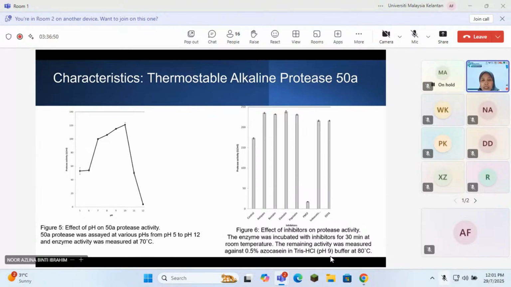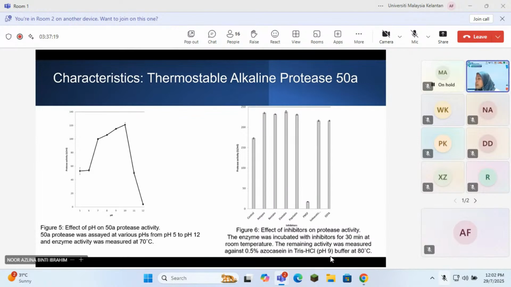So various inhibitors we try to use, including elastatin, PMSF, pepstatin, EDTA, and so on, because different inhibitors represent different types of classification of the enzyme.